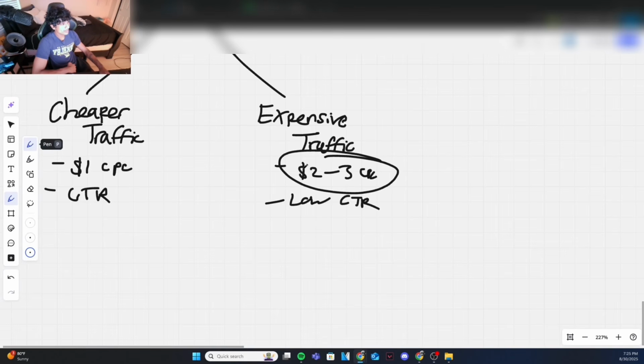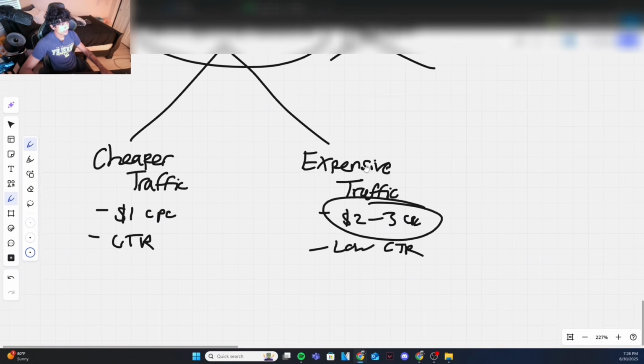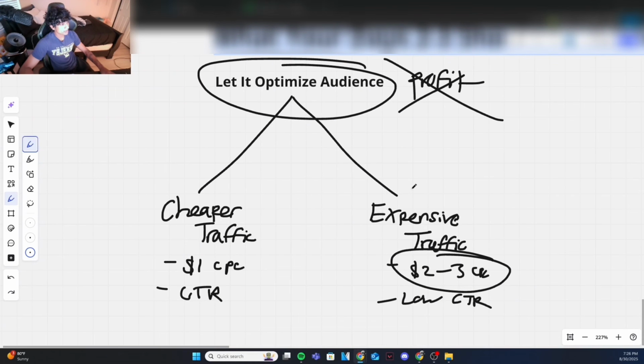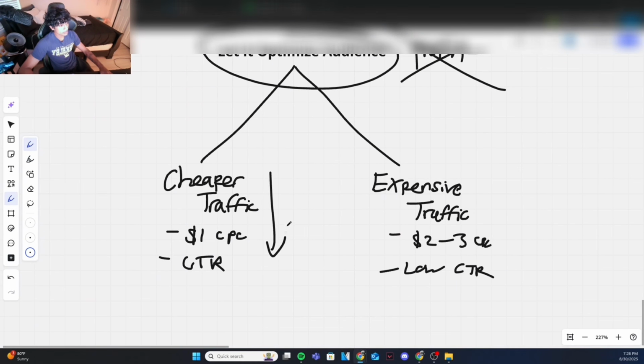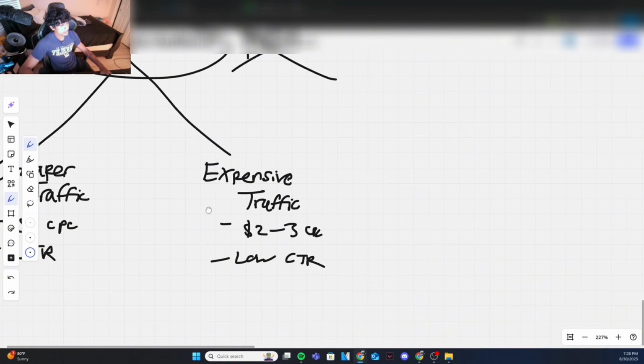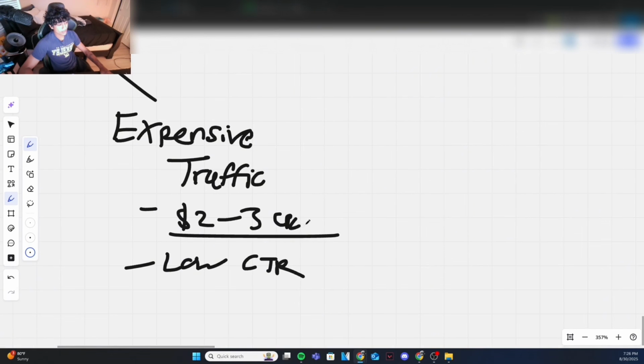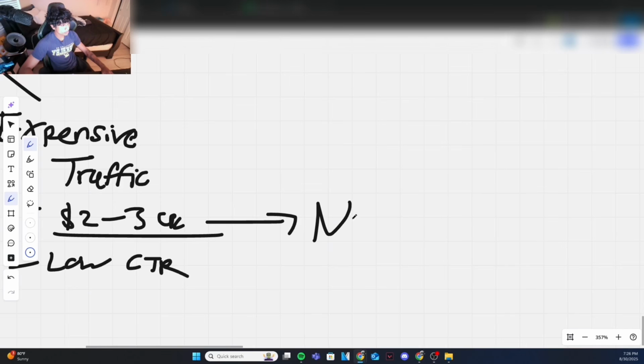So even though your traffic is expensive, right, you can still let the audience optimize. And optimization doesn't necessarily mean cheaper traffic. Optimization can mean even though the CPCs are expensive, the audience becomes super narrowed down, right?